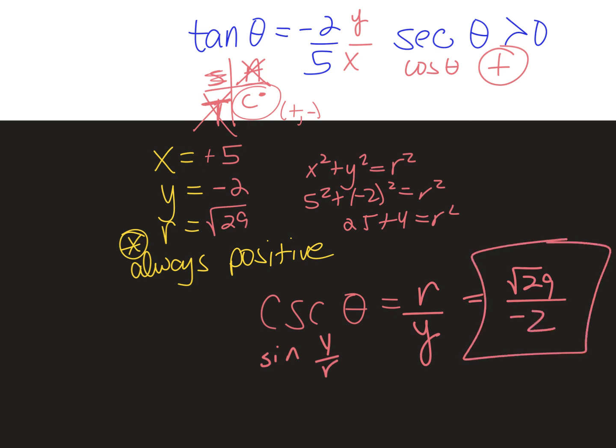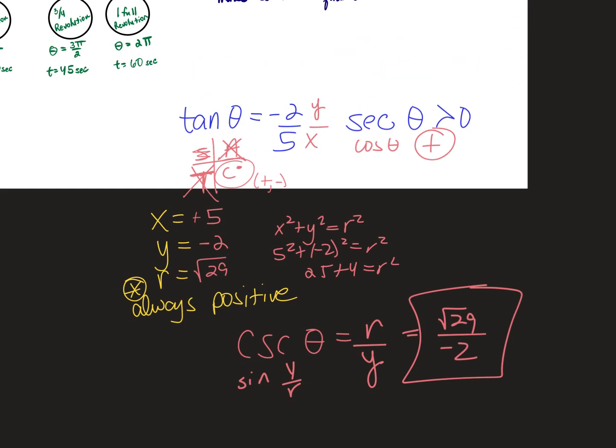There's your answer. This first part of figuring out what quadrant, that's the most important. Because if you have +5, +2, okay, your algebra is right, but you're in the wrong quadrant, so your signs are going to be wrong.